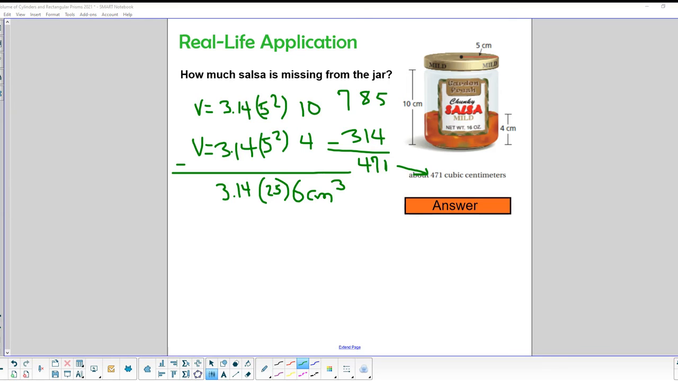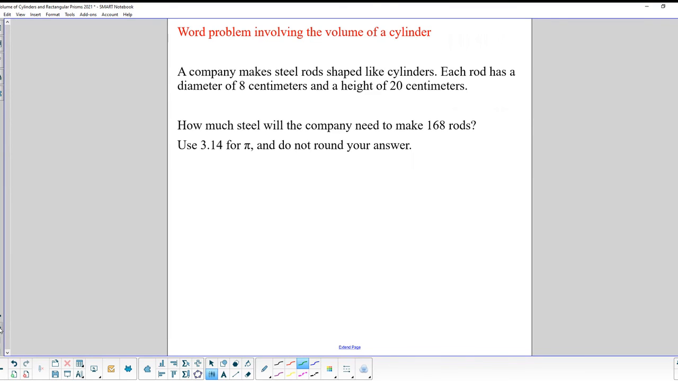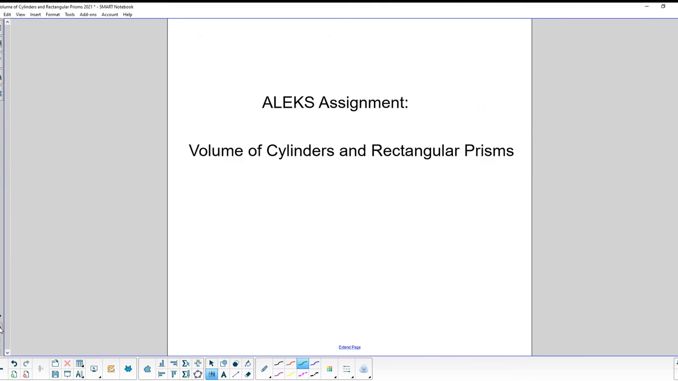And some of these problems might come in handy when you're trying to find the volume of a jar full of jelly beans or something and estimate the number of jelly beans in a jar. Okay, so we could give you some word problems like this where you're trying to find the volume of a cylinder, of a big tank or a water tank. So good luck with that and see what you can come up with. And the assignment's on Alex.